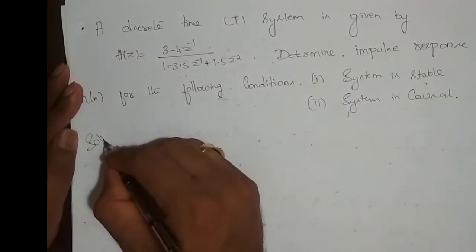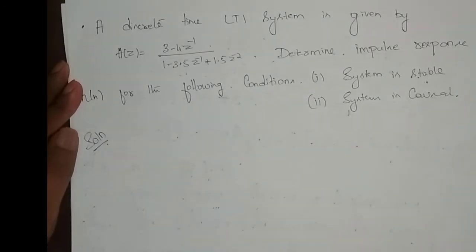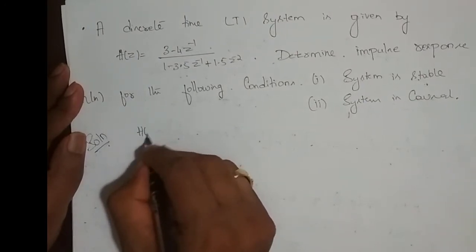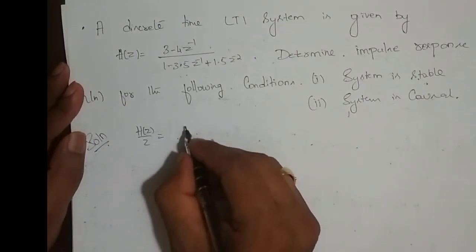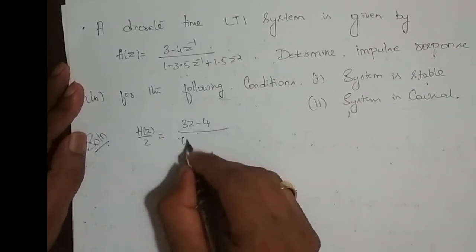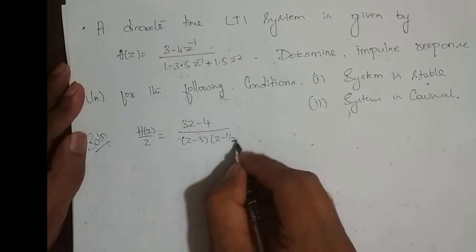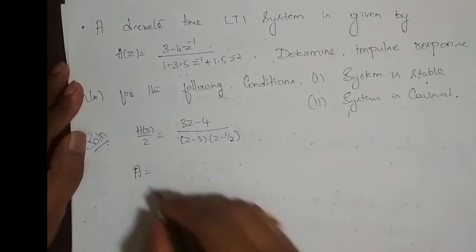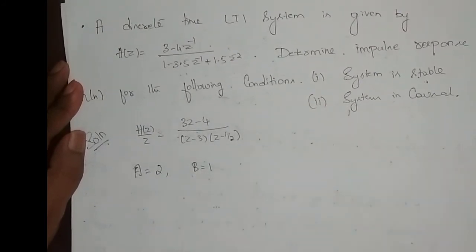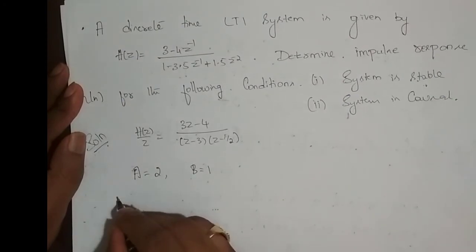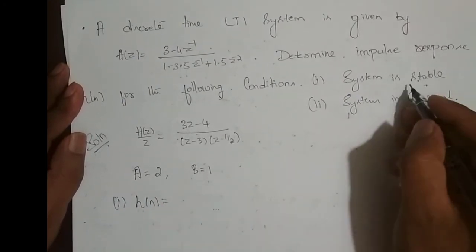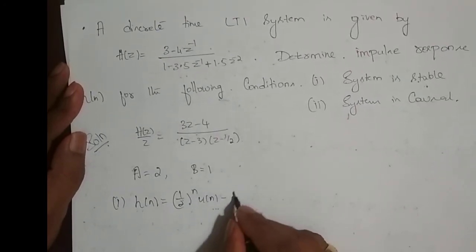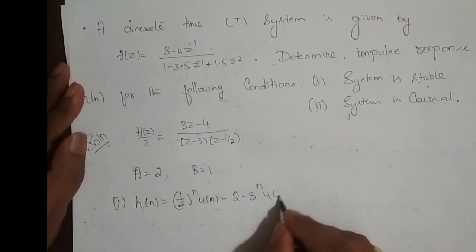Okay, so solution. I think I have solved it in the previous problem, but still I'll give you the intermediate result. When I bring it into the form of H of z by z, I get 3z minus 4 divided by z minus 3 and z minus 1 by 2. When I solve with partial fraction expansion, I get the value of A as 2 and the value of B as 1, and the impulse response for the first case, that is the stable system, is given by 1 by 2 power n u of n minus 2 into 3 power n u of minus n minus 1.